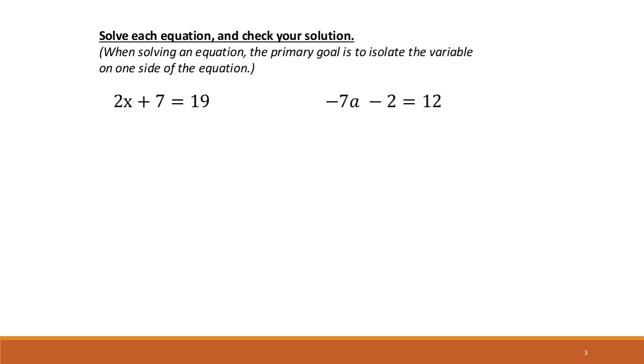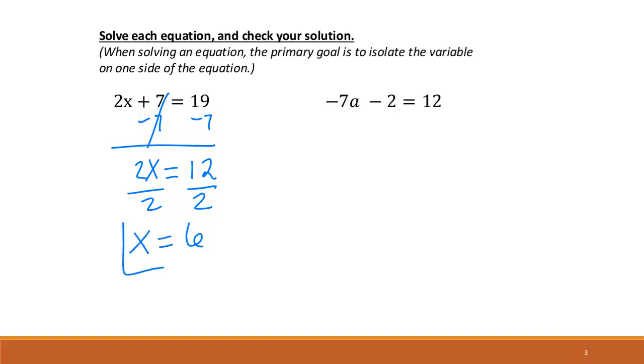So on this first example, 2x plus 7 equals 19. We're going to solve for x. We need to isolate x, so I'm going to subtract 7 from both sides to begin with. And on the left-hand side, that will cancel, and we will get 2x equals 12. Then we'll divide both sides by 2 to get x by itself, and we get x is equal to 6. So that's our solution for the first one.